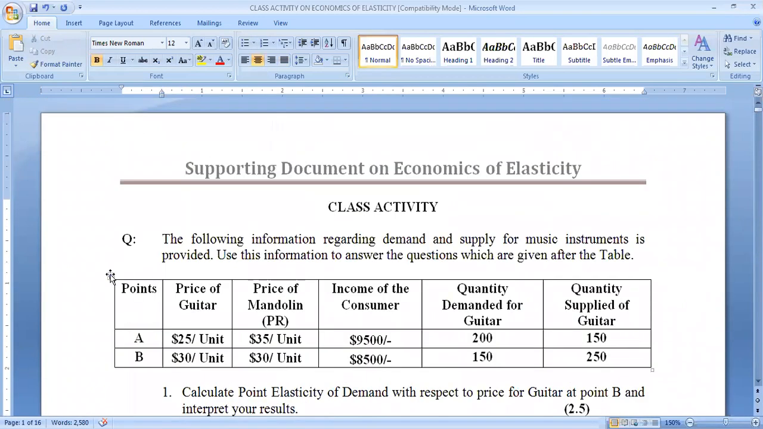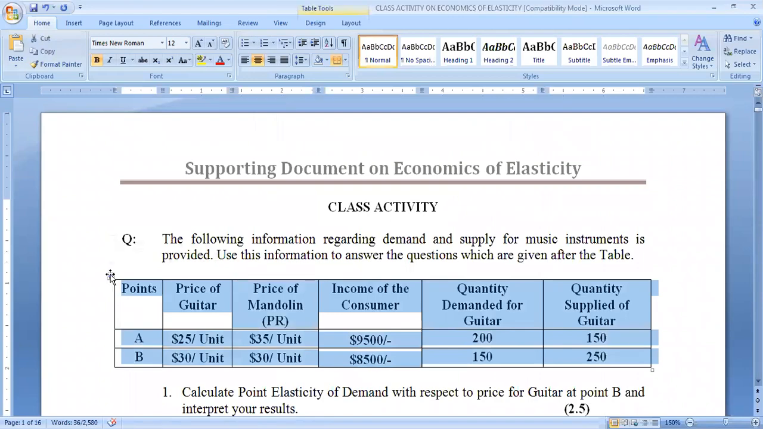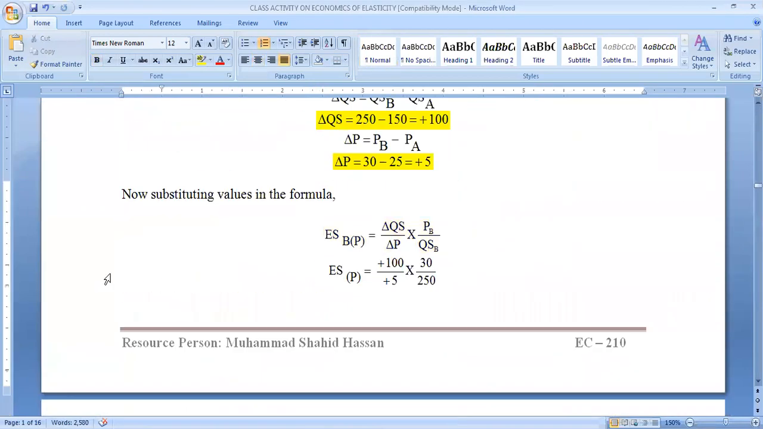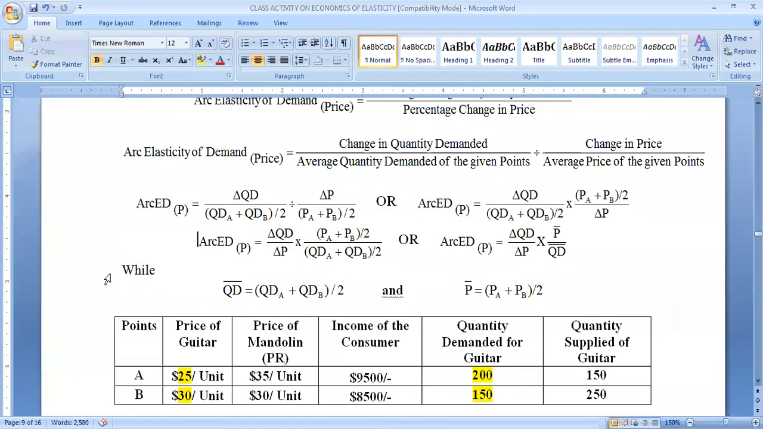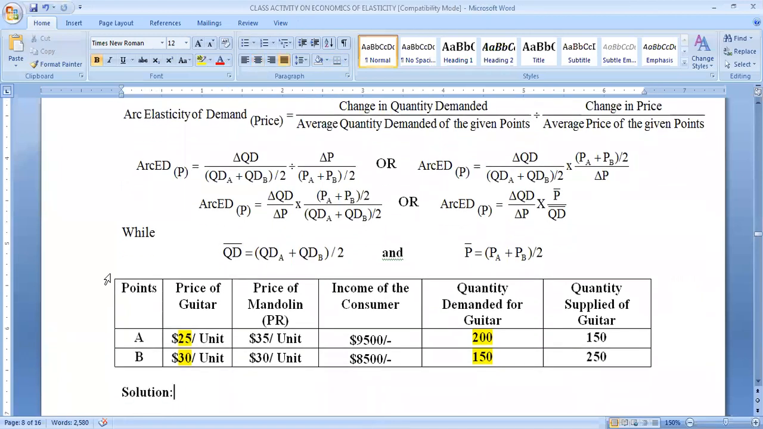Here it is. So let us copy this table from here and paste it over here, right? So here is the table. Look at these points. We are given 2 points, A and B.